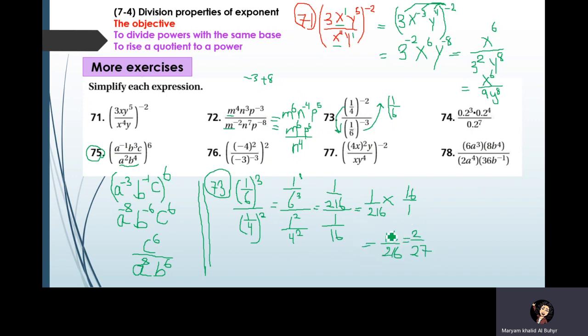Definitely, I'm not teaching you in this course how to simplify them. You will simplify them step by step. For example, you will divide step by step until you get the simplest form. But here I divided directly by 8. Once I divide 16 by 8, I got 2. Then 216 by 8, you will get 27. So this is for 73.